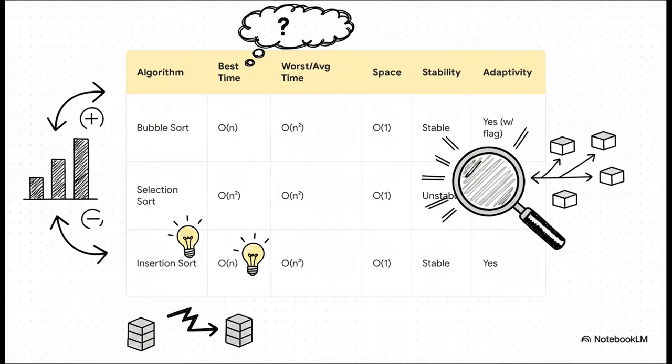First, take a look at the worst/average time column. Yep, they're all O of n squared. No big surprises there. And space is O of 1 for all of them, which just means they sort in place. No extra memory needed. But now for the interesting part.